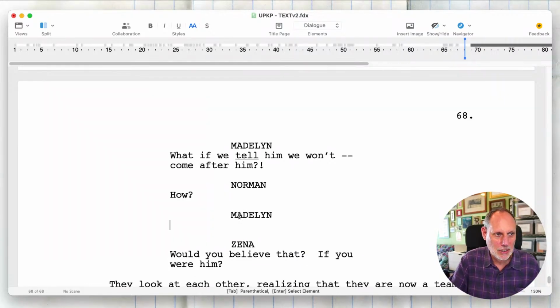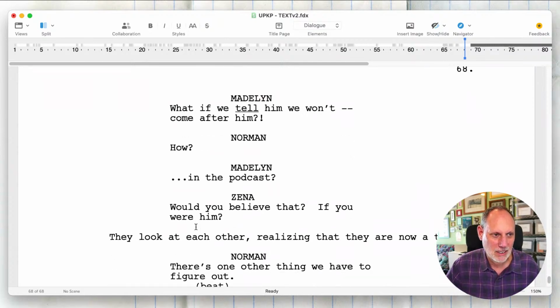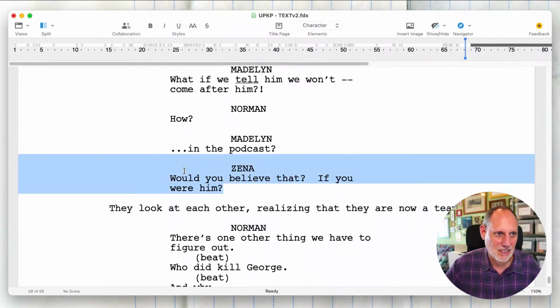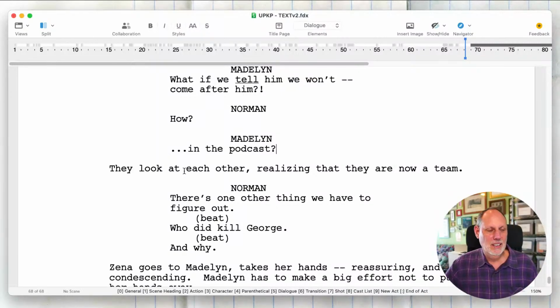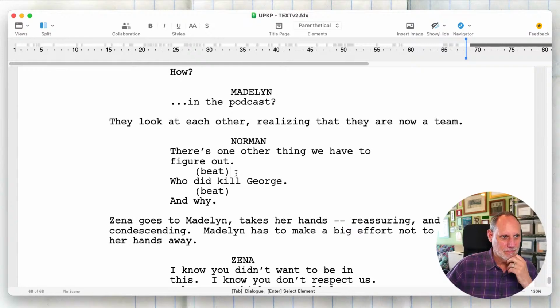This is interesting because in a way, in the podcast, with the podcast, there's one other thing we have to figure out. Who did kill George and why?